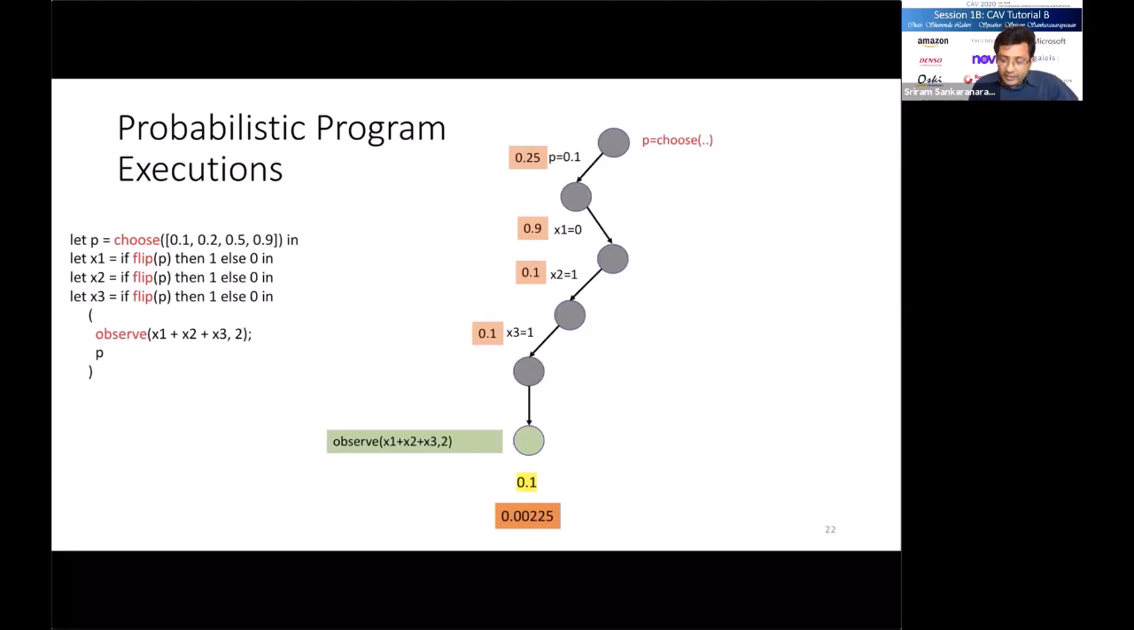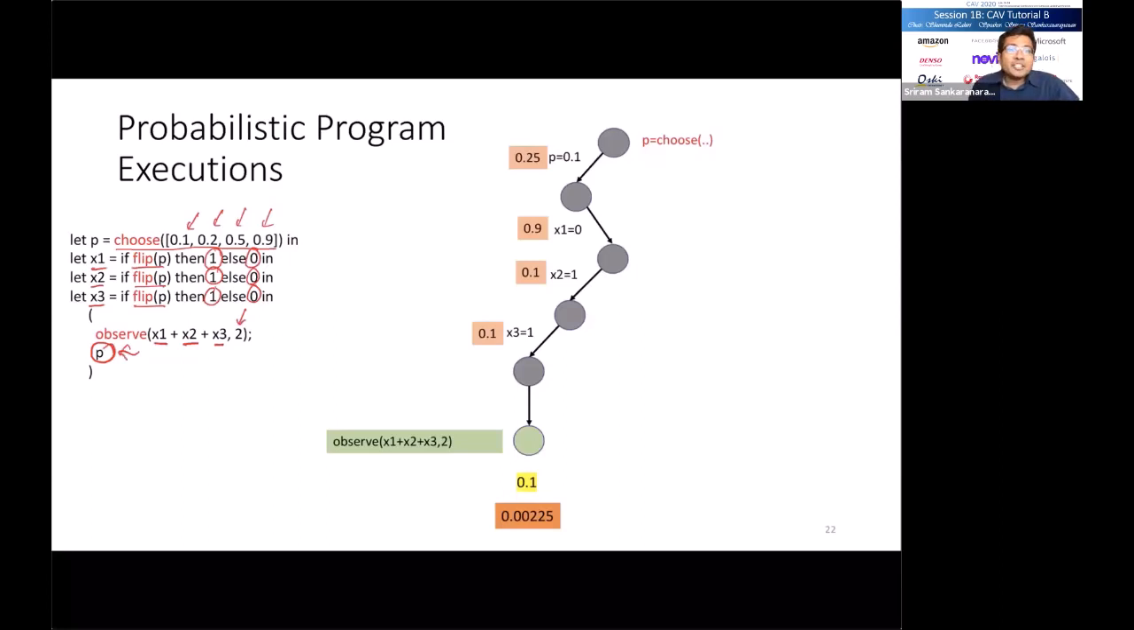And what's the idea here? Let's take this example of a probabilistic program where you say, let me take a value P, which is a choice between 0.1, 0.2, 0.5, and 0.9. Let me flip 3 coins with probability P and record their values in x1, x2, and x3. If the flip turned up heads, they are going to be 1. Otherwise, they're going to be 0. And let me condition x1 plus x2 plus x3 to be equal to 2. And let me return the value of P as the return value of this entire program.